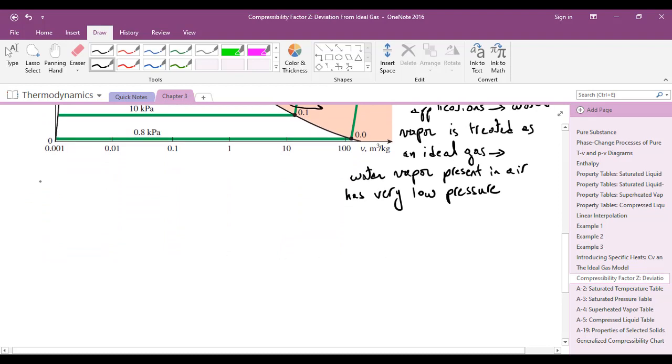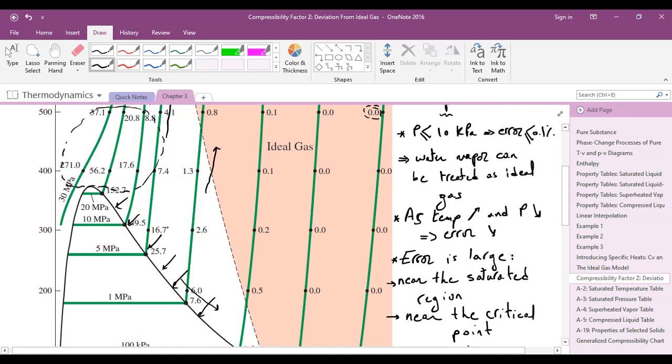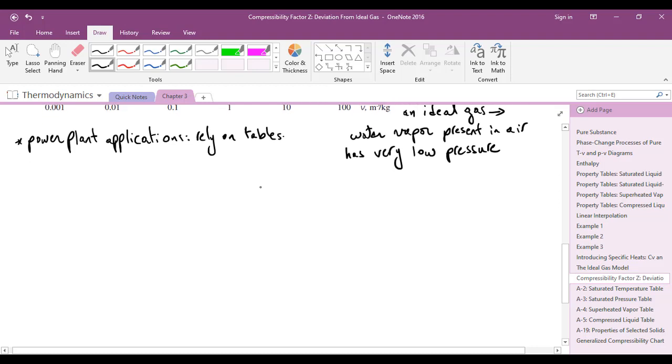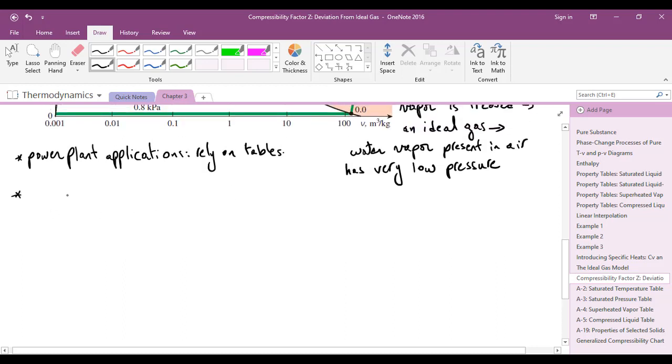However, in power plant applications, where the steam is at high pressure and high temperature, near the critical point, we should rely on tables or available data, not the ideal gas law. So mainly, we said the ideal gas model is valid for high T and low P.